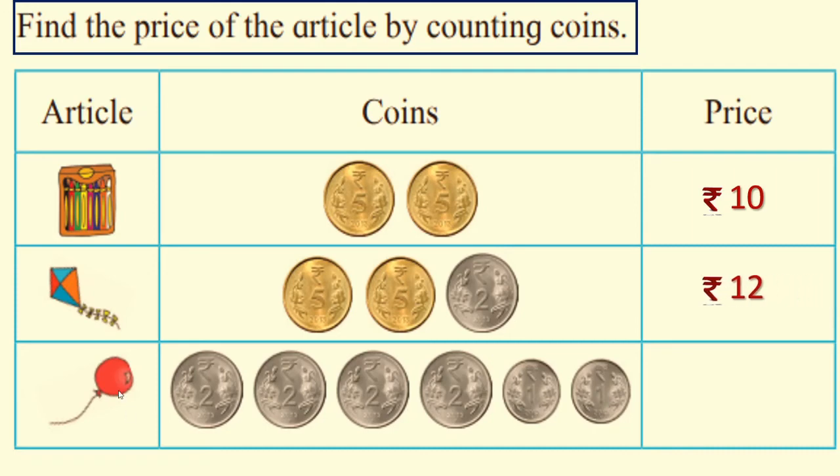Now here you can see a balloon. And you can see the coins. So that we will calculate the price of this balloon. Come on children. Please count this and tell me. 2, 2, 2, 2, 1, 1. Yes? Very nice. Rupees 10. Good.